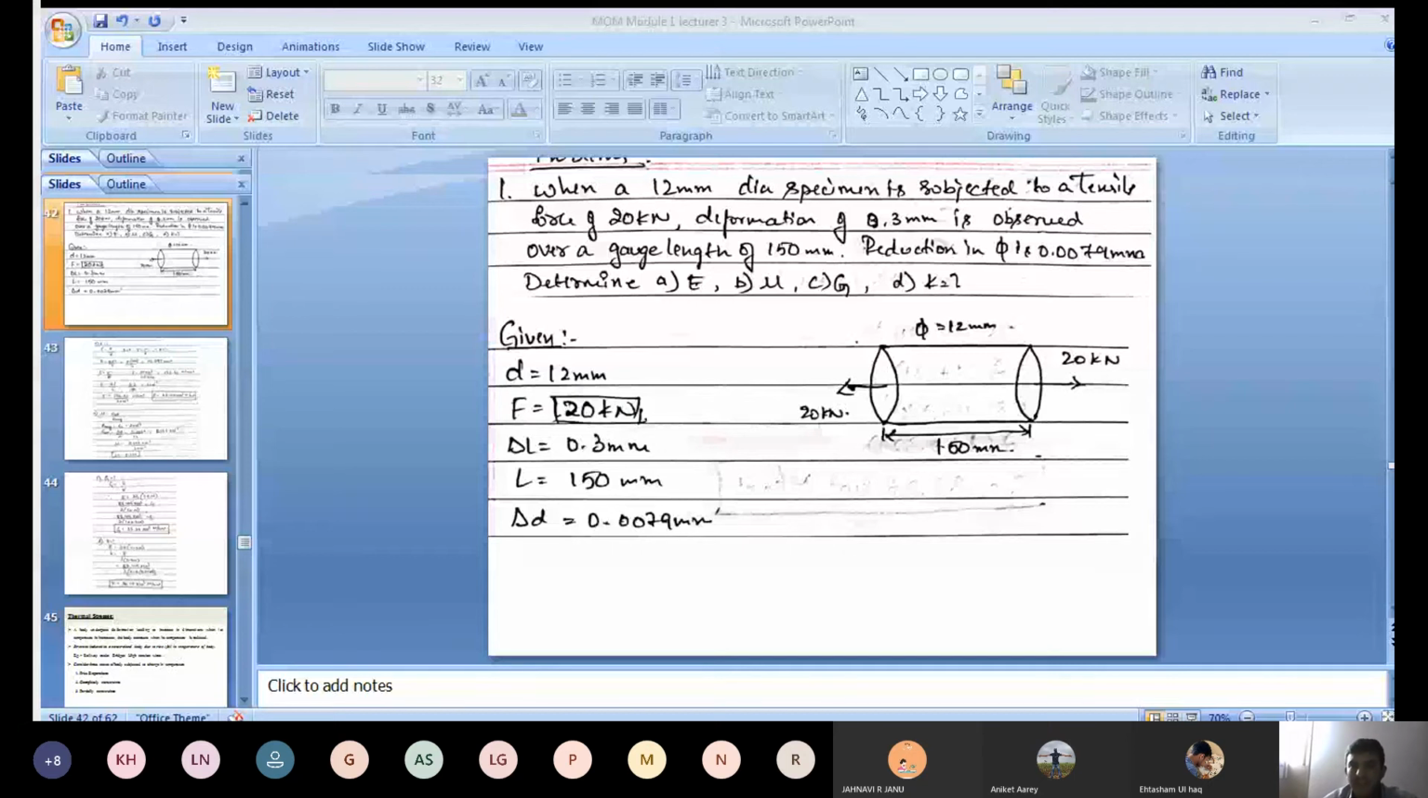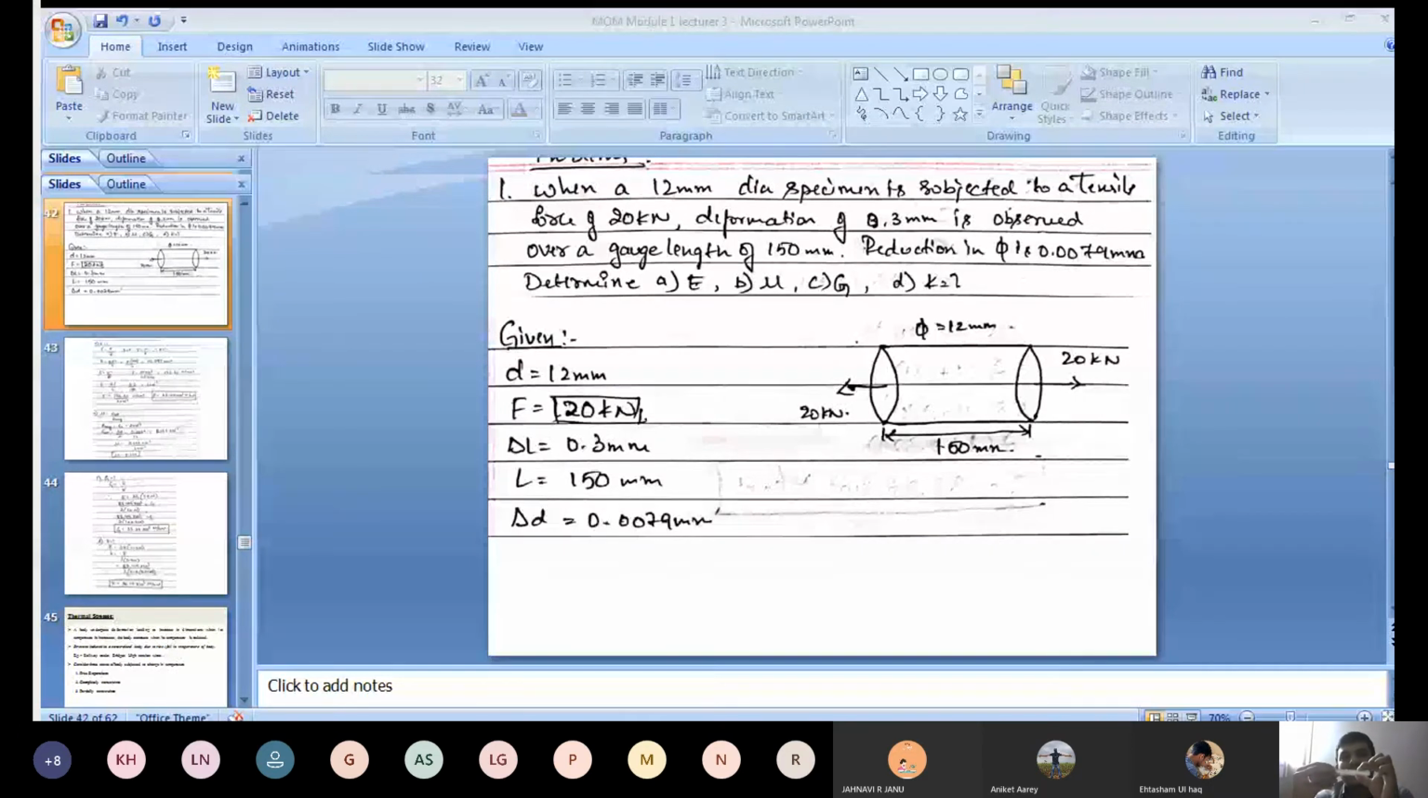Read the problem once or twice, then write the appropriate sketch. Already I have shown here. Write the appropriate sketch and also write the given data. If you have unit conversion, then go for unit conversion. See, a 12 mm diameter specimen, what type of specimen is it? Circular cross section specimen. How much diameter is it? 12 mm. D is given.